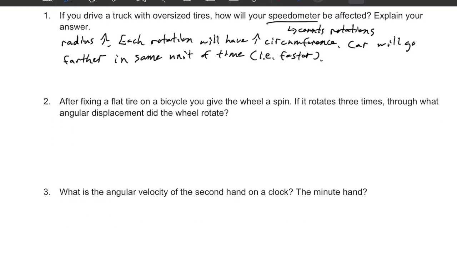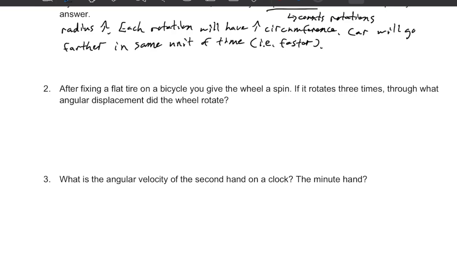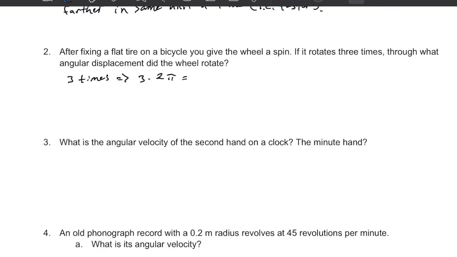After fixing a flat tire on a bicycle, you give the wheel a spin. If it rotates 3 times, through what angular displacement did the wheel rotate? Our given information is that you're rotating 3 times. So it'll be 3 times whatever one rotation gives you, and we know that a rotation is based on 2 pi radians. So 3 times 2 pi, which would be 18.85 radians.